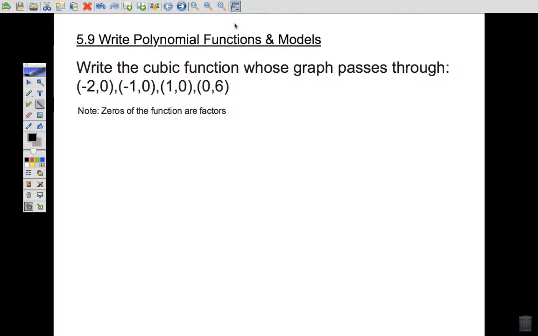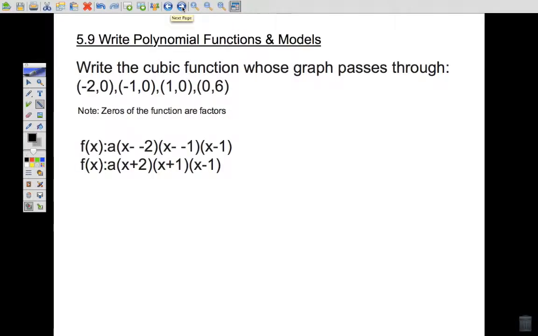So the format is going to be very familiar to intercept form of a parabola that you learned in lesson 4.10 and worked more with back in lesson 4.2. So let's set it up in what looks like intercept form. Intercept form would say your function is equal to a times x minus one of those x-intercepts, in this case negative 2, times x minus another x-intercept, in this case negative 1, times x minus the third remaining x-intercept. Clean it up, and your function is going to look like a times x plus 2 times x plus 1 times x minus 1.